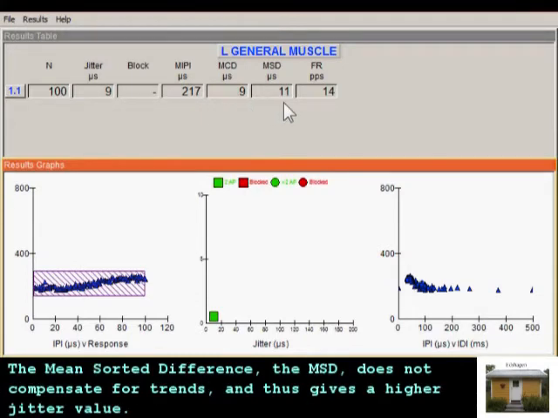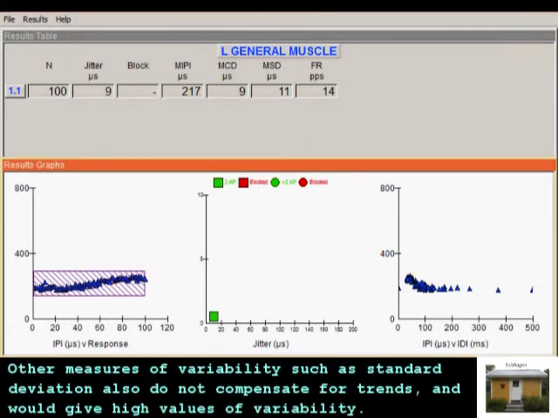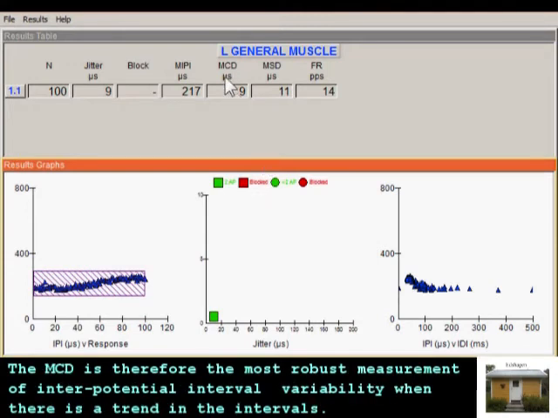The mean sorted difference, the MSD, does not compensate for trends, and thus gives a higher jitter value. In some cases, the difference between MCD and MSD may be much higher than in this recording. Other measures of variability, such as standard deviation, also do not compensate for trends and would give high values of variability. The MCD is therefore the most robust measurement of interpotential interval variability when there's a trend in the intervals.